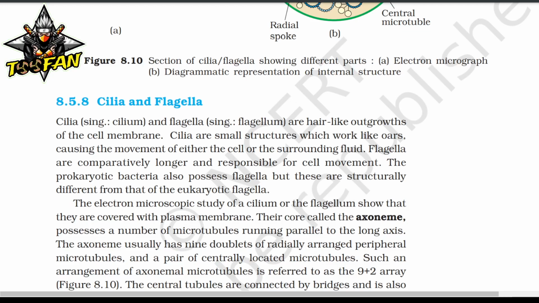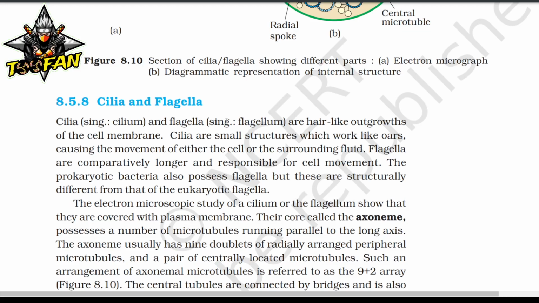Cilia and flagella. Cilia and flagella are hair-like outgrowths of the cell membrane. Cilia are small structures which work like oars, causing movement of either the cell or the surrounding fluids. Flagella are comparatively longer and responsible for cell movement. The prokaryotic bacteria also possess flagella, but these are structurally different from the eukaryotic flagella.